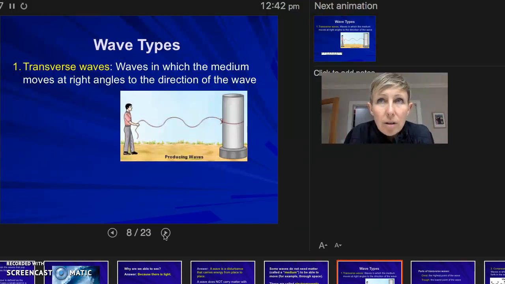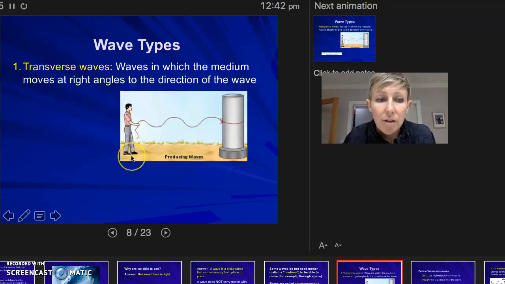You can imagine the waves on the ocean. I'm sure you can describe those in everyday language. What we need to do is add some science terminology to those descriptions so that we're all using the same language to describe a wave. So have a look at the image here.